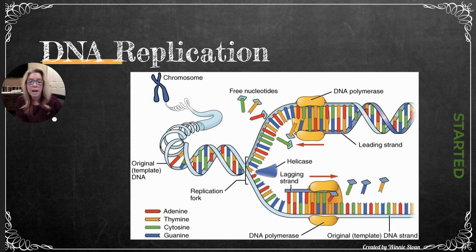So they have one strand that it can go really quickly on the leading strand, and the other strand they have to keep backing up and turning around and backing up and turning around and making the DNA in fragments called Okazaki fragments. So that lagging strand takes a bit longer in order to do that.